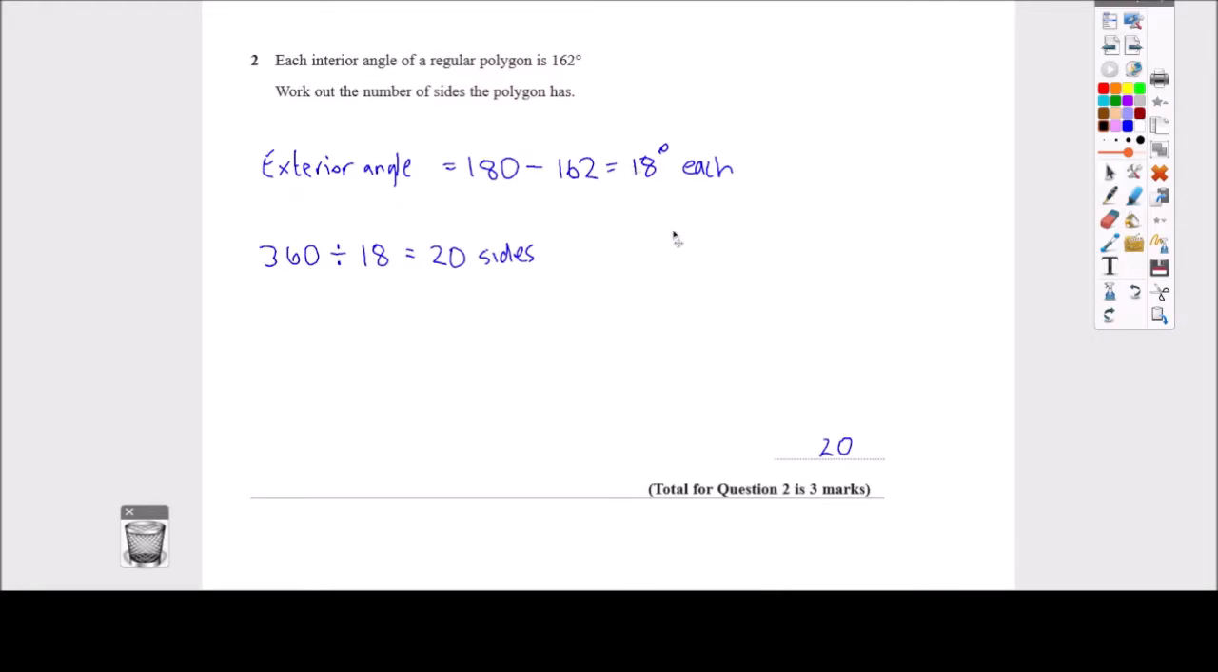Question two. We're told that the interior angle of a regular polygon is 162. Now, an interior angle plus exterior angle always adds up to 180 degrees. So if we know that the interior is 162, the exterior is going to be 180 take away 162, which is 18 degrees. So each exterior angle is 18 degrees. Now, the exterior angles of a regular shape add up to 360 degrees. So if each of them is 18 degrees, then how many exterior angles are there? There's going to be 360 divided by 18, which is 20 exterior angles, so 20 sides.